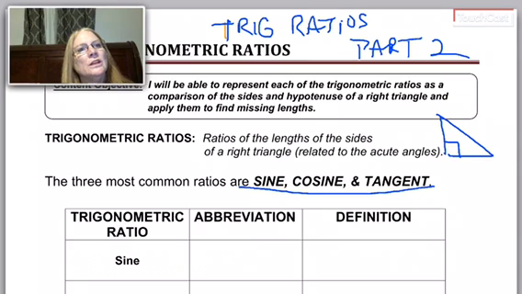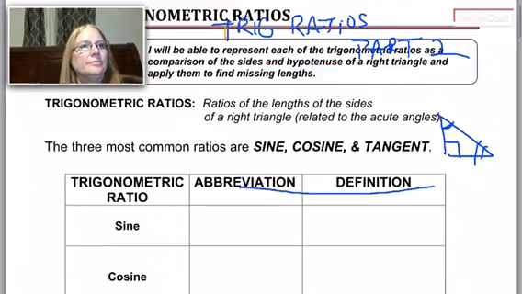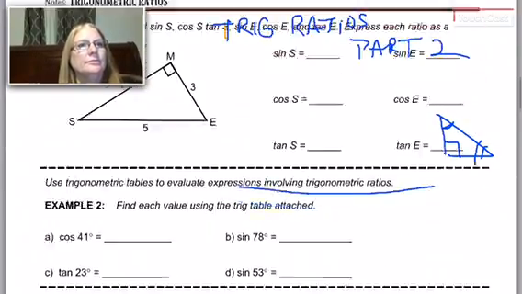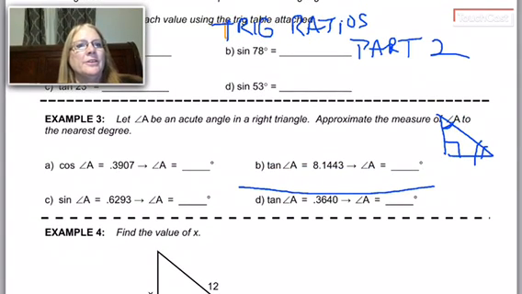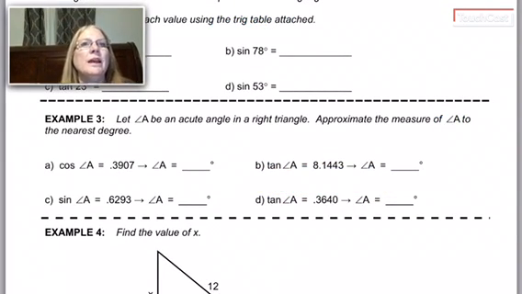And now we're looking at sine, cosine, and tangent to explain the relationship between the acute angles, so either this angle or this angle in a right triangle. And where we stopped was right here. Okay, so what we have here is example 3.